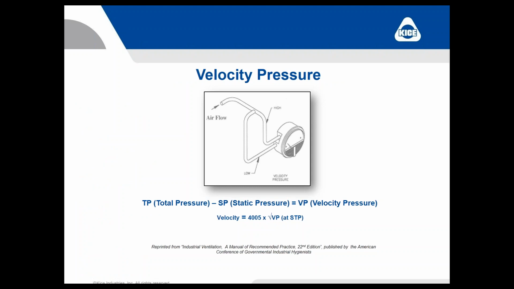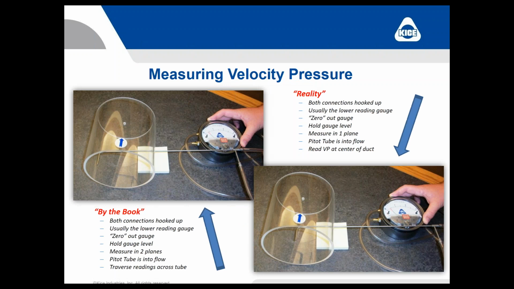Again, velocity pressure is total pressure minus the static pressure. Okay, and I've said that in 2 or 3 different versions throughout this. But total pressure minus the static pressure gives you the velocity pressure.